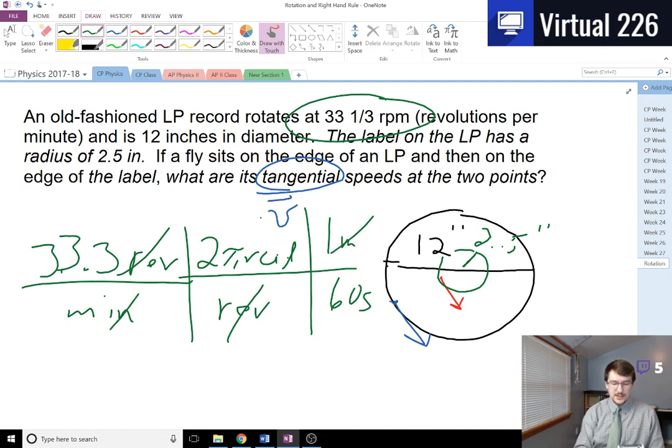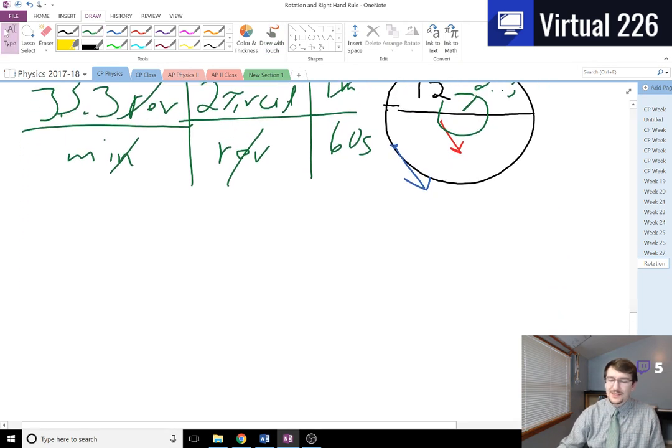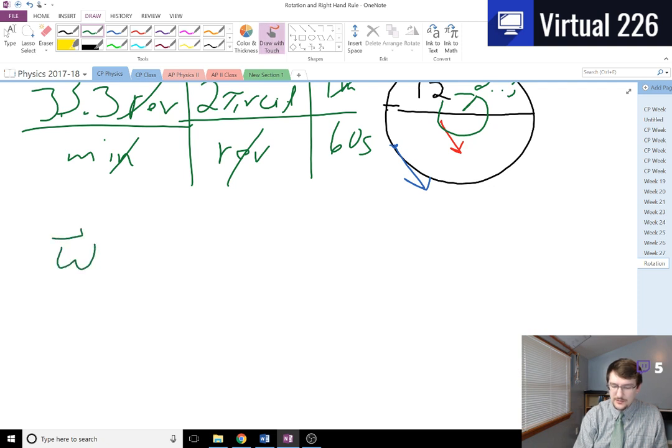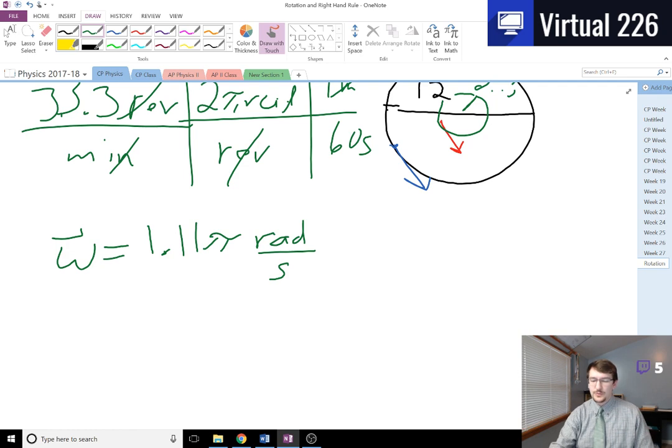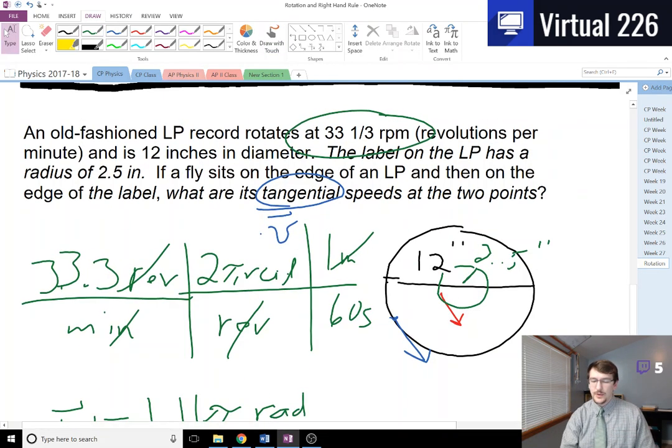This means the angular velocity, 33.3 times 2 divided by 60, I'm going to leave in terms of pi because I like it like that. Our angular velocity is equal to 1.11 pi. If you wanted to multiply by pi, you'd get 3.48. But these are radians per second. So that first piece is just getting our omega, the 33 1/3 RPM, into a better unit.